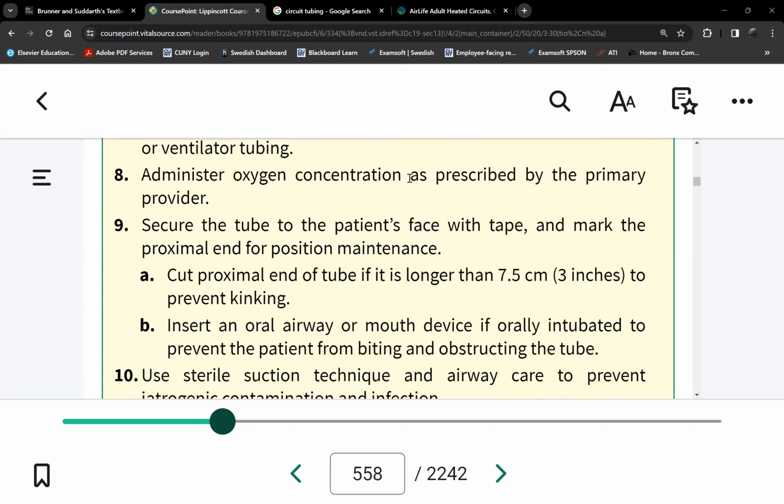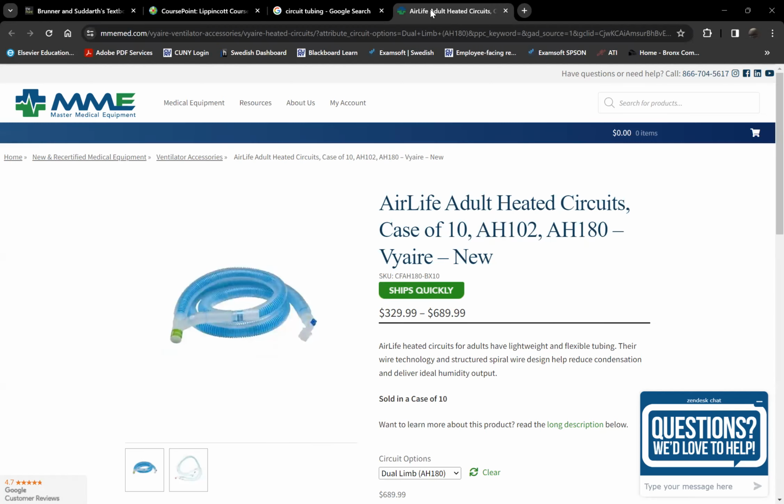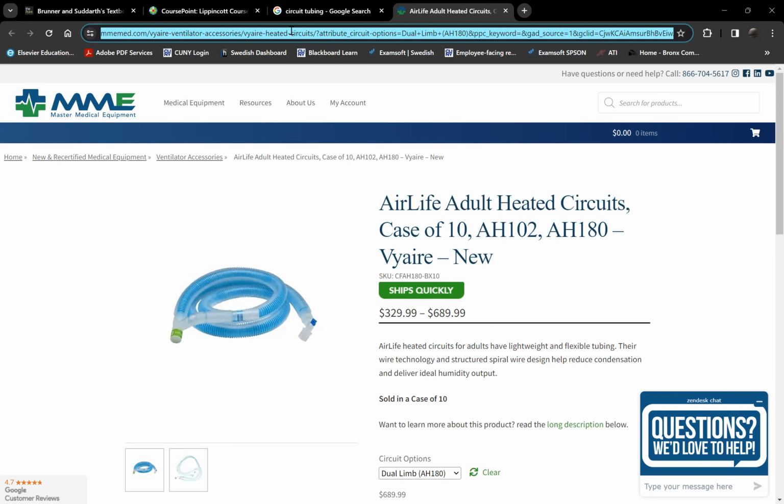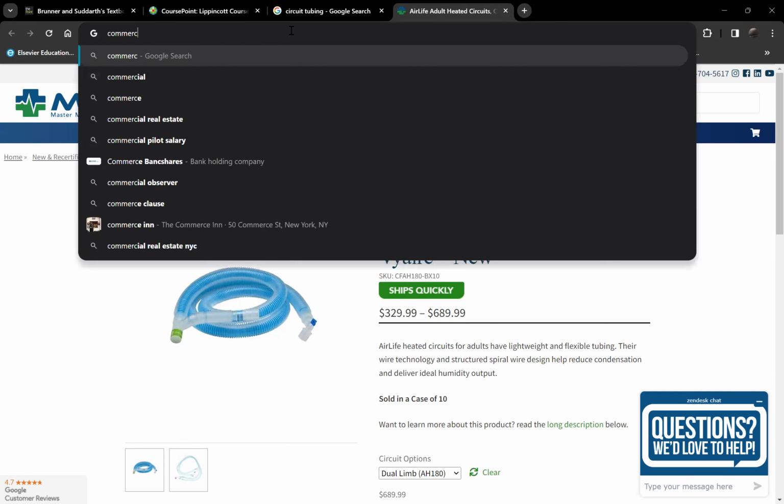We put the correct FiO2. This will all be ordered by the provider. Okay, and then we'll talk about the ventilator settings shortly. Secure the tube to the patient's face. We no longer use tape because what will tape do when the patient drools and sweats? It will no longer stick.